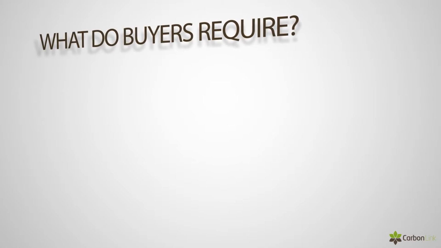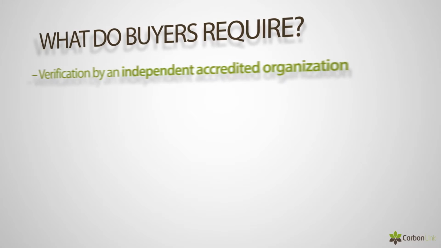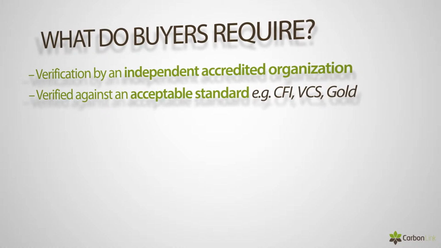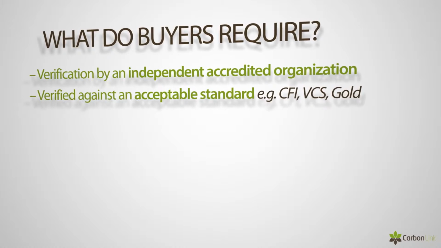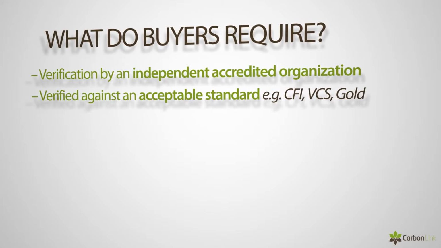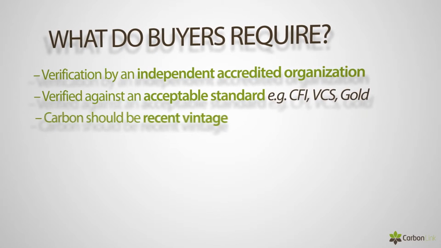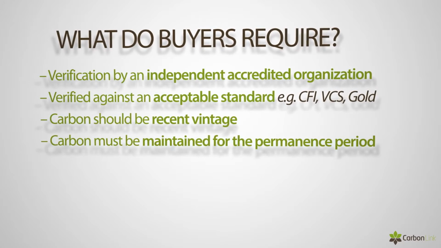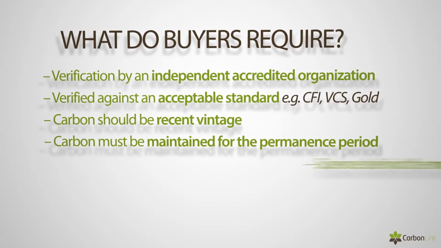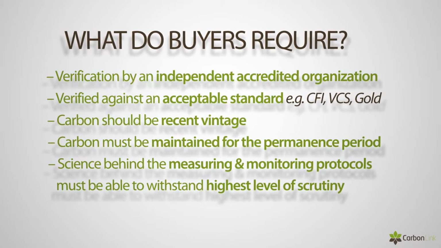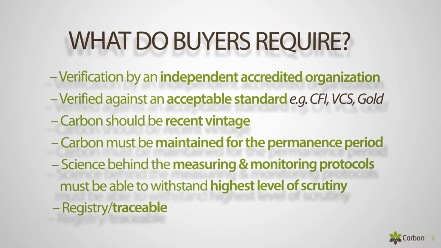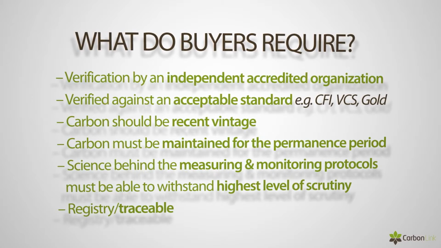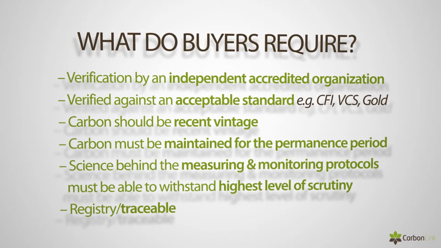The people that buy carbon credits, what are they looking for? Well, the first thing they're looking for is verification by an independent accredited organisation. And verification has to be against an acceptable standard. So in Australia, we've got the Carbon Farming Initiative, which is an acceptable standard. The Voluntary Carbon Standard and the Gold Standard are other examples of acceptable standards. Generally, carbon should be of a recent vintage, in other words, sequestered or avoided in recent history. Carbon must be maintained for the permanence period, and the science behind measuring and monitoring protocols must be able to withstand the highest level of scrutiny. And carbon credits are then registered on a registry so that they are traceable back to where they came from, which tells you what form of credit they are, who produced that credit, and who verified it.